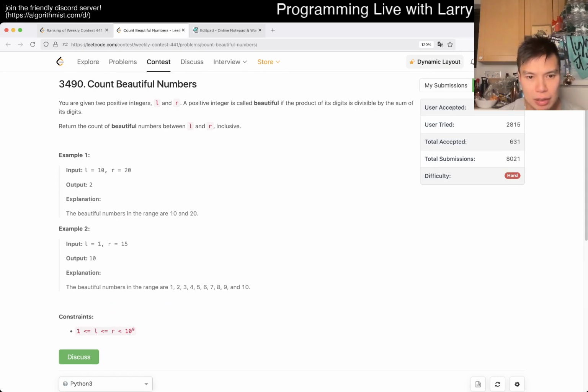2, 10 is going to be 11 is not, 12 is also true. Oh no, product of its digits. So actually 12 is not. Is 10 true? The product of the digits is 0, right? Oh, I guess 0 is divisible by anything.